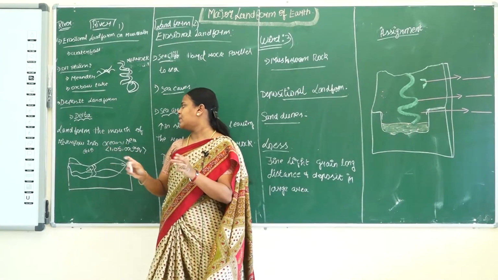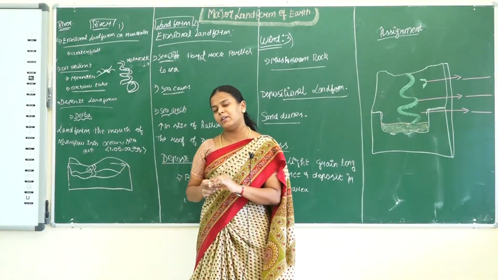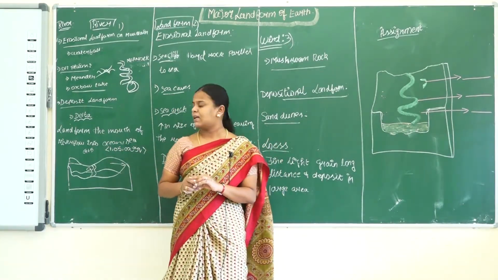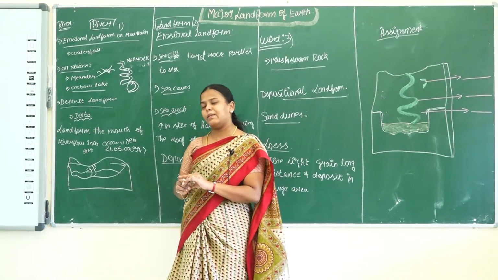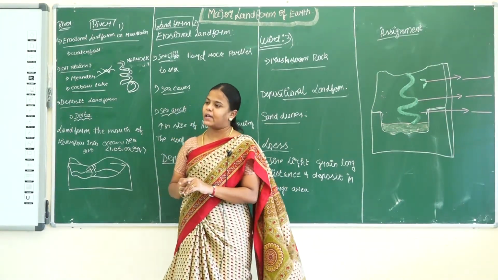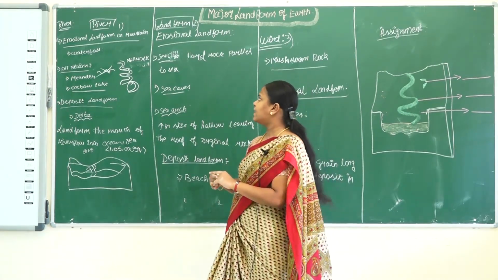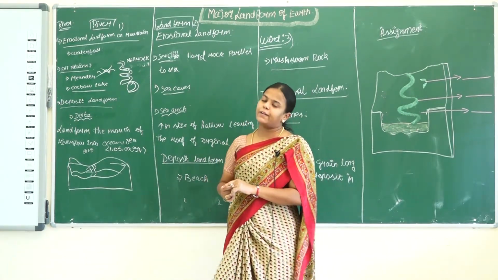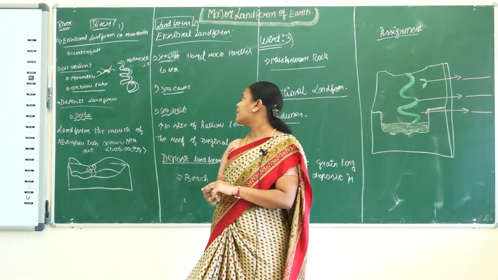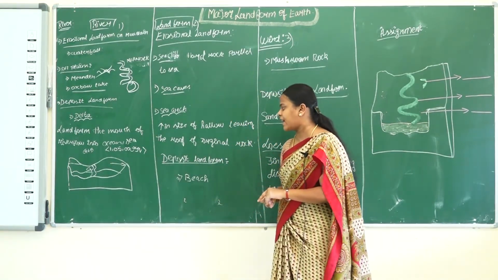The landform at the mouth of the river flowing into oceans, seas, etc. is the delta. The best example is the Ganga Brahmaputra river. Next, we will see about landforms. In erosional landforms, there are different types: sea cliff, sea caves, sea arch, etc.